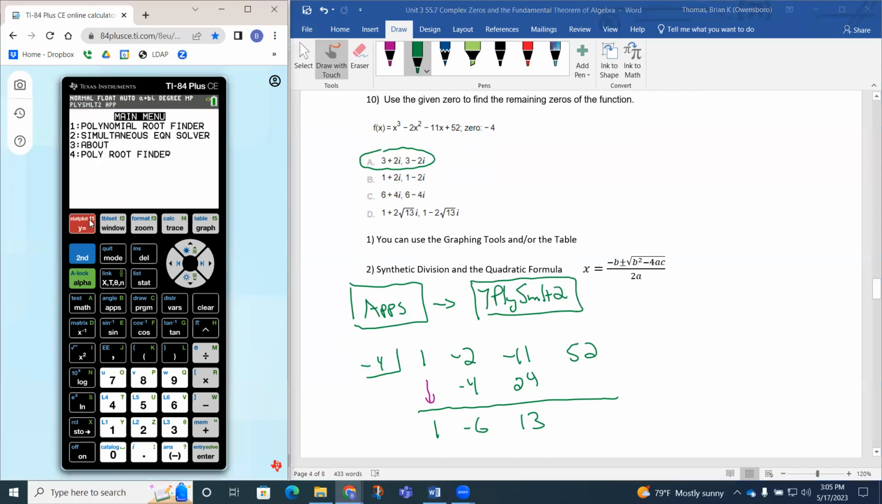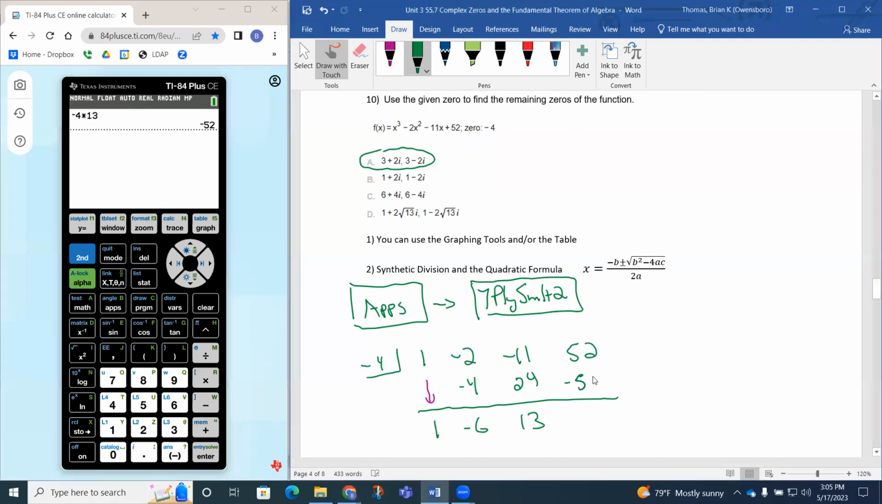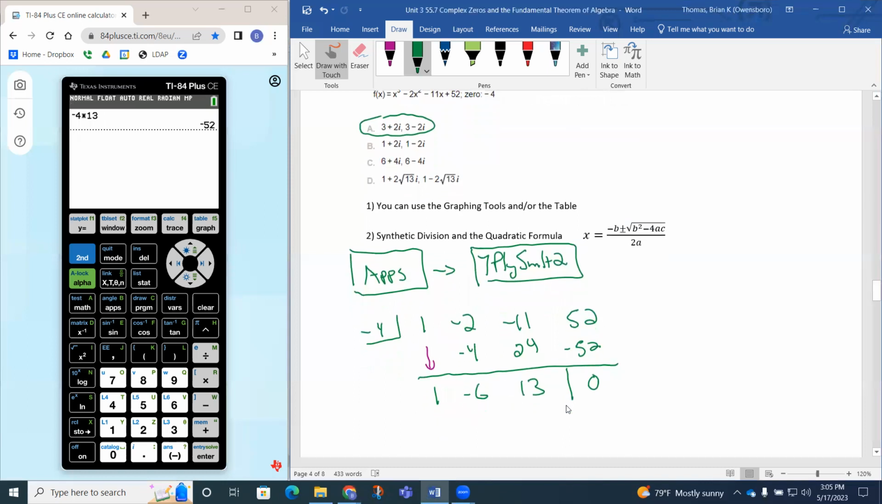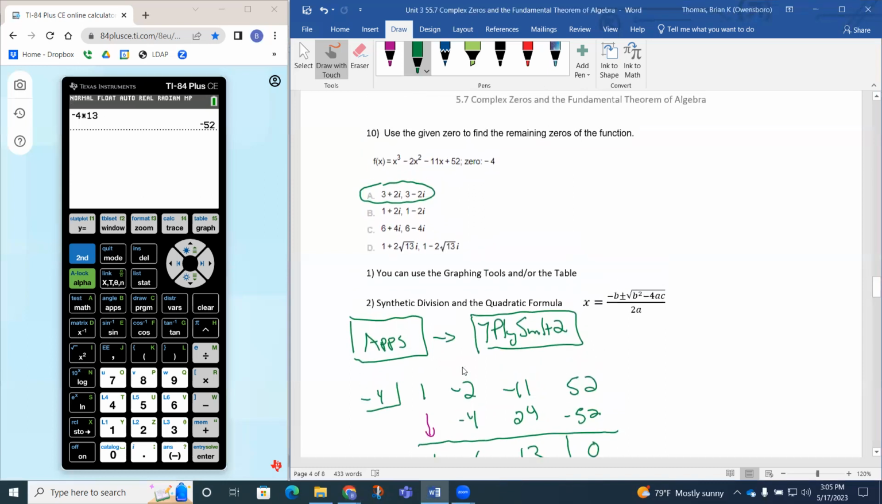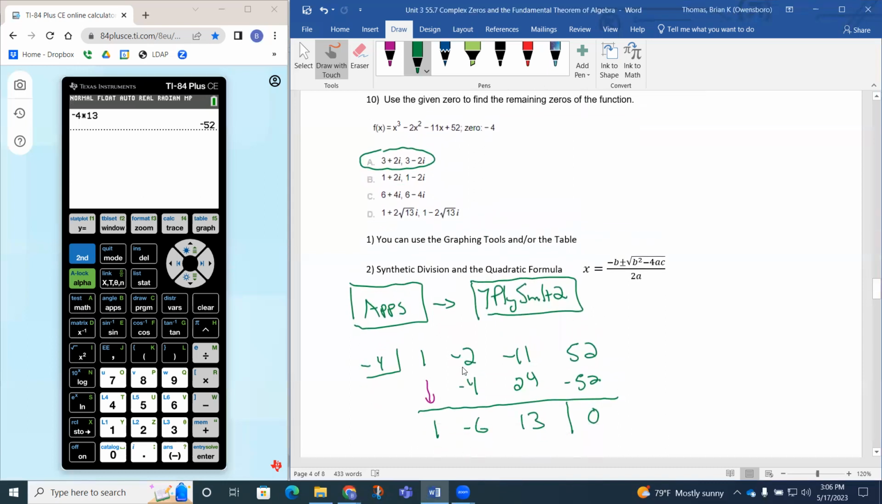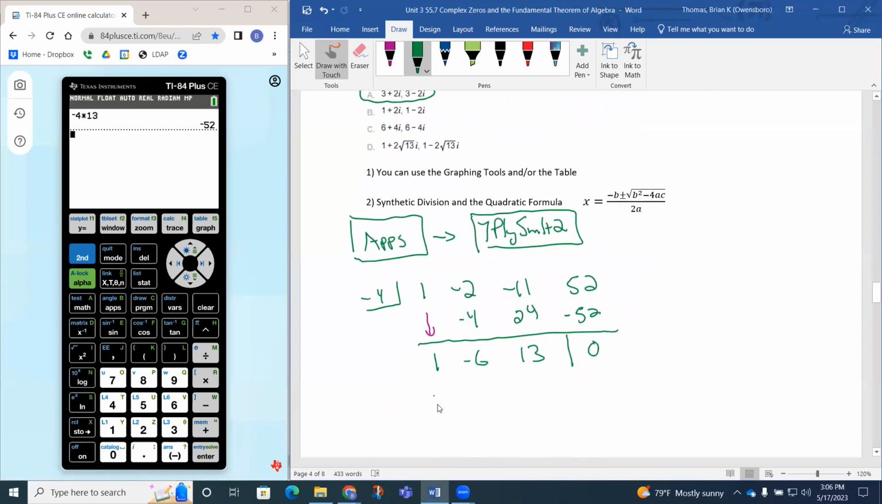So we have to quit this here. So number 6, quit that. All right, so -4 times 13 gives me a -52. And -52 and 52 gives me a remainder of 0, which is what we want. Remember, what we just did is divide out a factor using x plus 4. We divided into the polynomial and got a new polynomial, which would be 1 degree less than we have. So if it's x cubed up there, this is going to be x squared. So this is going to be x squared minus 6x plus 13.